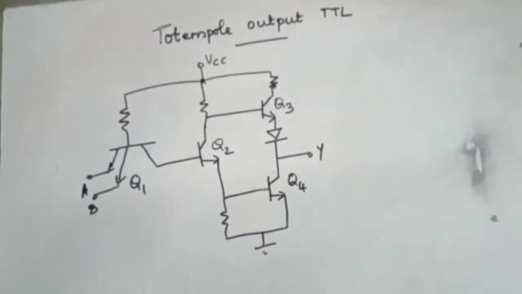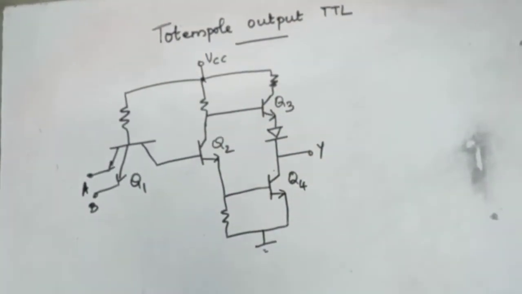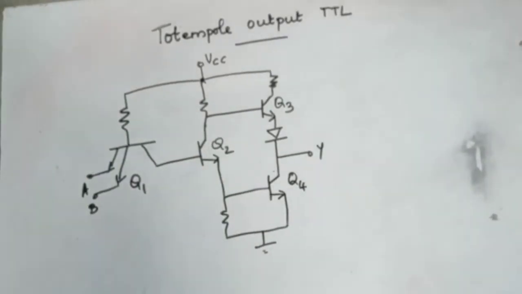Next type of TTL is totem pole output. So till now we have seen TTL with open collector, then we've seen the TTL NAND. Now this is the TTL totem pole output. Now why do we call this a totem pole output?